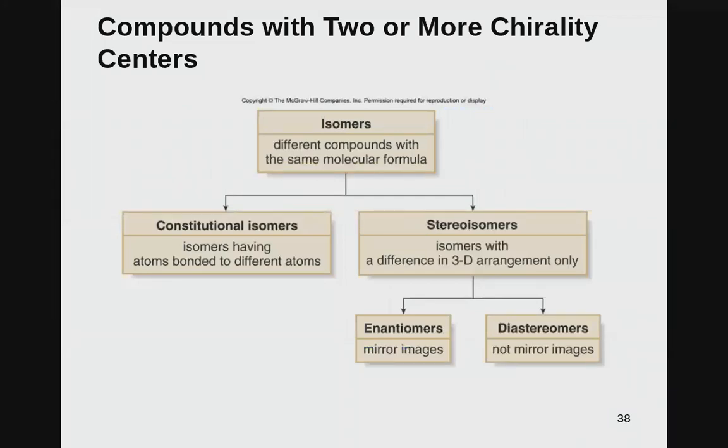So, handy dandy flow chart: we have isomers, which are different compounds with the same molecular formula. Now, we've talked about constitutional isomers, which are isomers that have different atoms bonded to different atoms. Then we have stereoisomers, isomers with differences in the 3D arrangement only. And then we have enantiomers, which are mirror images, and diastereomers, which are not mirror images.